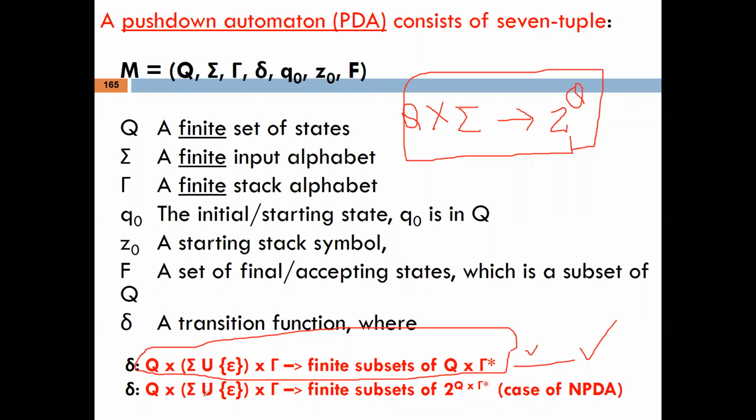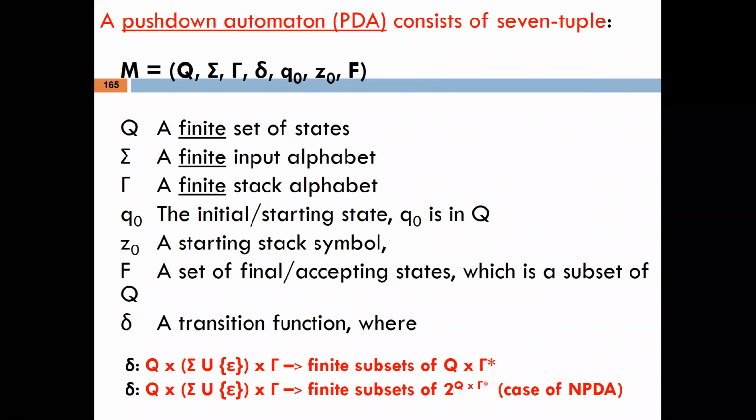So it can be the same as the deterministic one, similar to the DFA and FA. The difference is only 2 to the power Q into tau star, because it is the power set of Q into tau star. So just similar to the NFA, we can write the transition function of the NPDA, the non-deterministic PDA, also. So I think all the tuples are now clear.